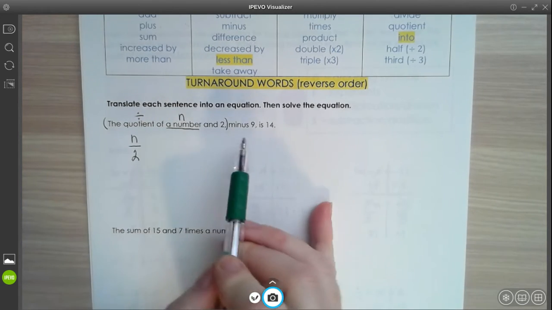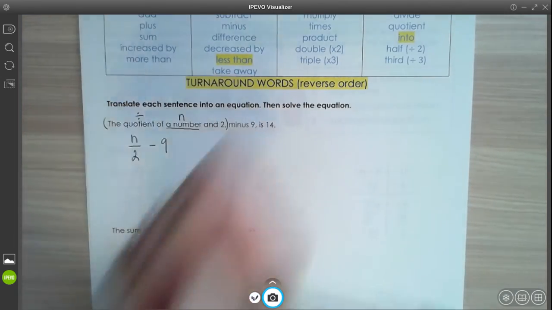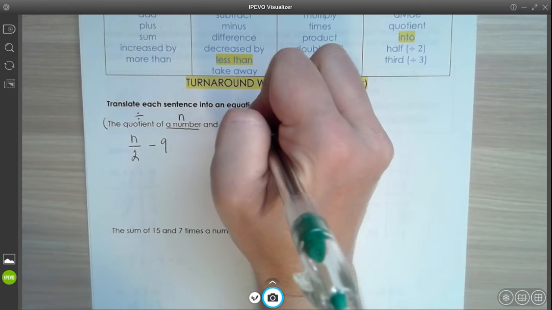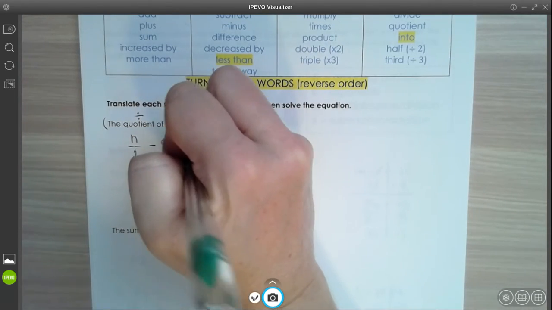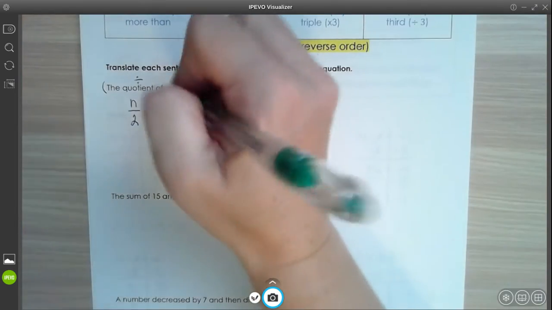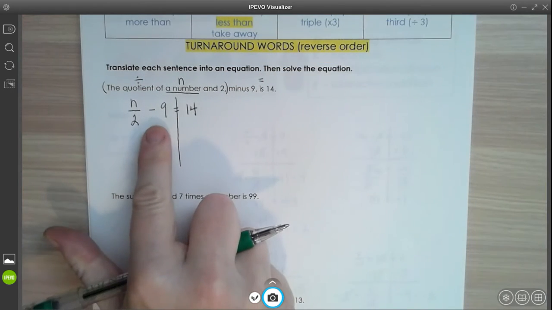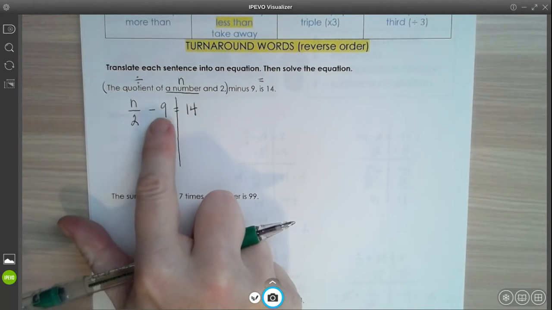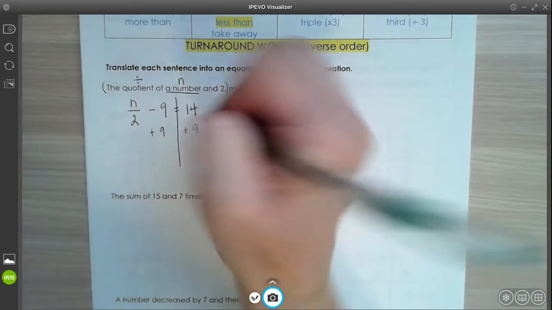Okay, and then we're going to have that whole thing, and then we're going to minus 9. So we're going to subtract 9 from that. Okay, the word is in algebra means equals. So we're going to write equals 14. Okay, so now we're going to go ahead and draw our line because we need to solve this. The first thing to get n by itself is I have to get rid of the addition or subtraction. I'm going to do that by adding 9 to both sides.